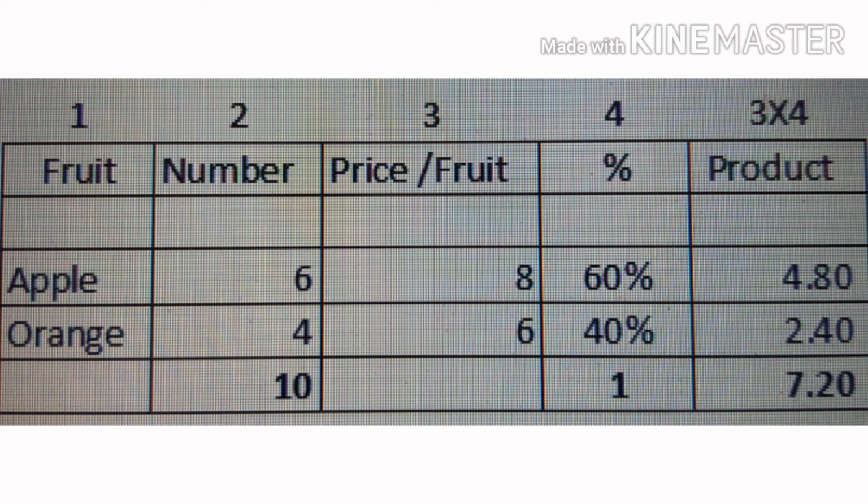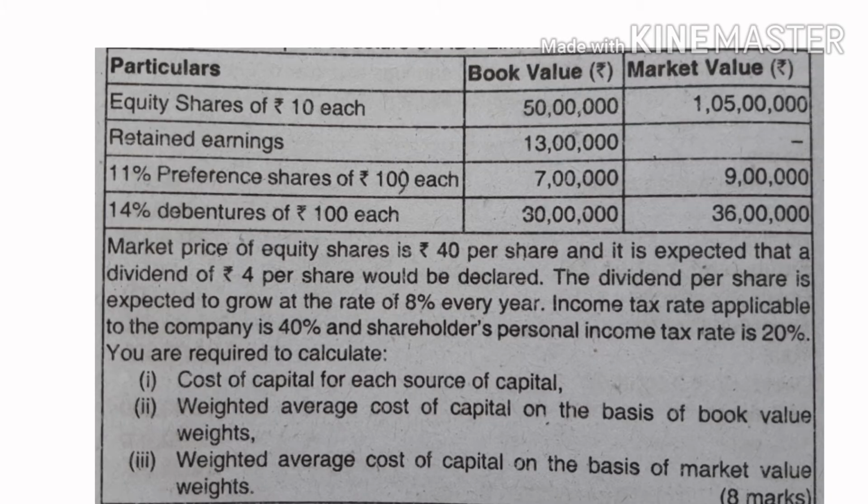Next one is the percentage method. The percentage method is almost similar to the proportionate method. If we can easily convert to the percentage, we will do that. Otherwise, we will make it a proportion. In the percentage method here, 6 by 10 into 100, you will get 60%. Apple is 60% and orange is 4 by 10 into 100, that is 40%. Now we will multiply the price with the percentage. 8 into 60%, 4.8. 6 into 40%, 2.4. The total is 7.2.